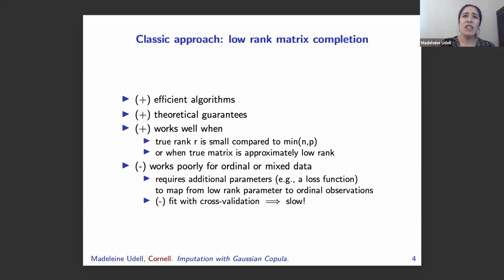So that introduces a lot of extra parameters to map from some latent low rank thing to the observations that we have, which might be binary, which might be ordinal, okay, which might be continuous with some weird distribution. So how do you handle this in a low rank model? Oftentimes people do it by choosing loss functions.